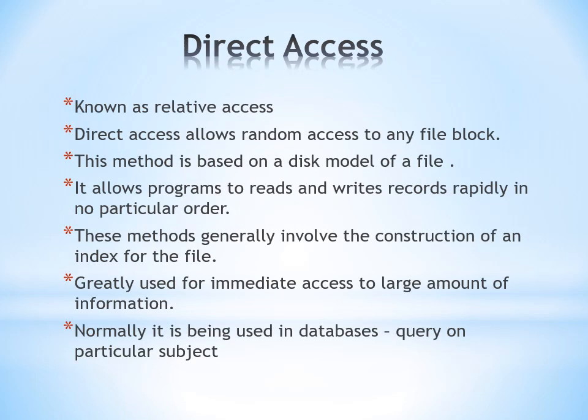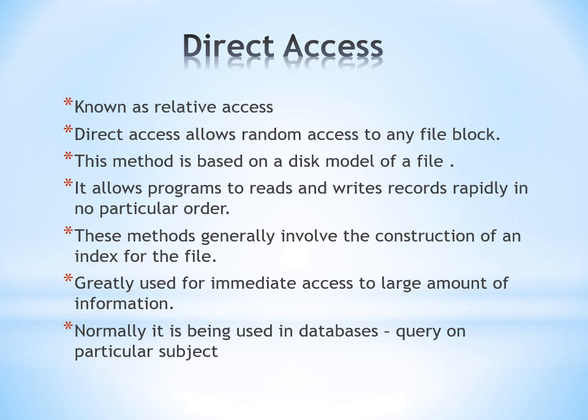The second method by which our file is accessed is direct access. Direct access is also known as relative access, whereby direct access allows random access to any file block. You can allow your file to be accessed in any block randomly. This method is based on the disk model of the file.